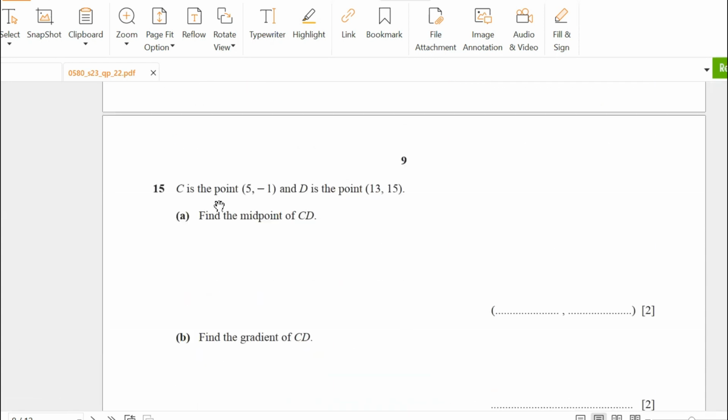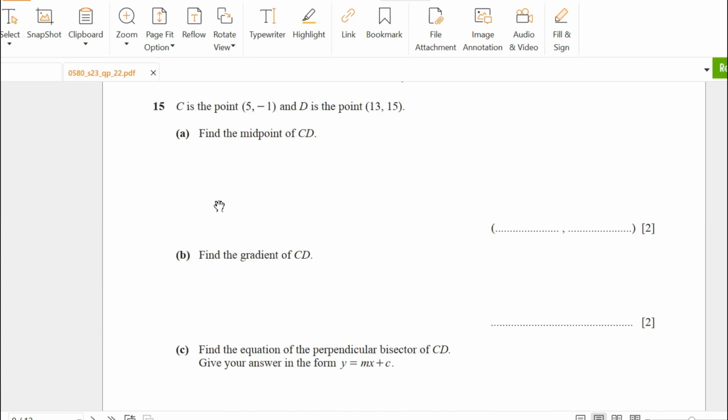Next, question number 15. C is the point (5, -1) and D is the point (13, 15). Find the midpoint. I will apply the midpoint formula as well. The midpoint of CD equals ((x1 + x2)/2, (y1 + y2)/2). So x1 is 5, y1 is -1. So (5 + 13)/2, (-1 + 15)/2.